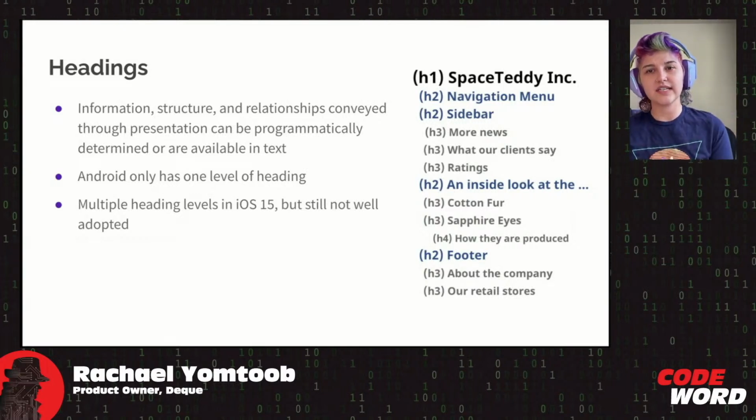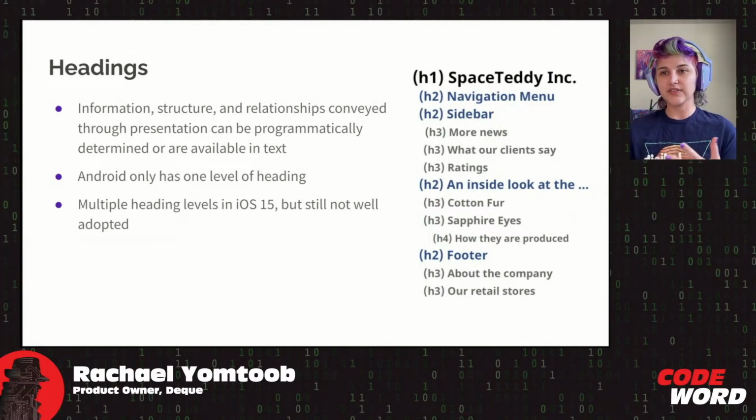However, the big difference is on the web, you have 6 levels of headings. So you can start with your H1, and then you have H2s with H3s nested in them, and so on and so forth. Whereas for mobile, we don't necessarily have that as much. On Android, we still, to this day, only have 1 level of heading. So it's just heading. There's no level 1, nothing like that. iOS introduced multiple levels of heading in iOS 15, but it's not yet well adopted.